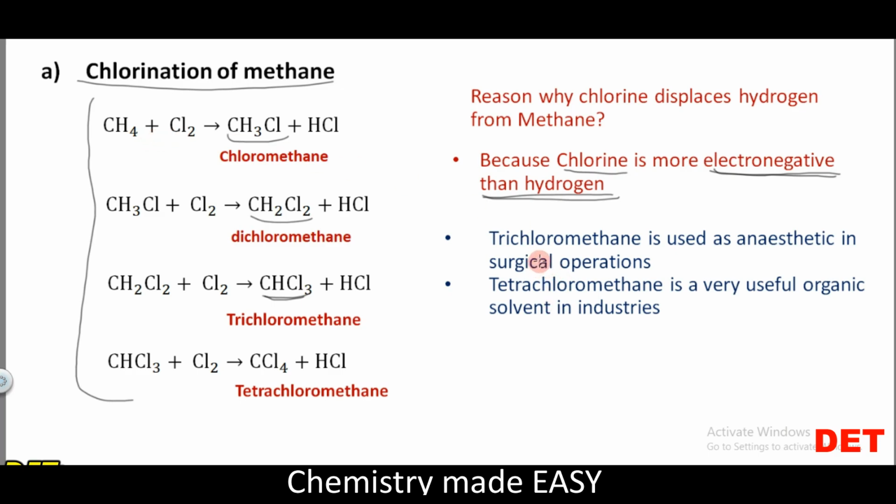Then another thing that you should note here is these two substances, trichloromethane and tetrachloromethane. It's very important for you to know that trichloromethane is used as an anesthetic in surgical operations. During surgical operations, those drugs that they give in order for a patient not to feel pain are referred to as anesthetics. So trichloromethane can be used as an anesthetic in surgical operations.